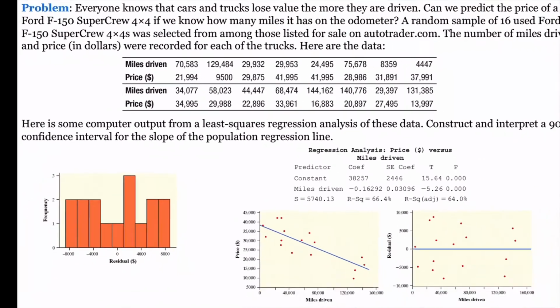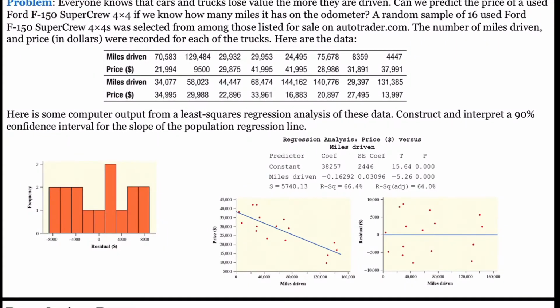So what we want to do is, the question says below, here are some computer outputs. We're going to talk about the computer output in a second. From a least squares regression analysis of this data, they want us to construct and interpret a 90% confidence interval for the slope of the population regression line.